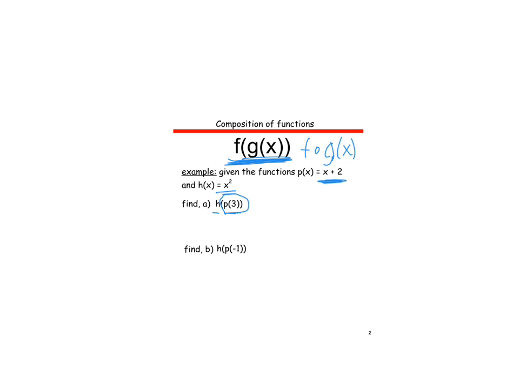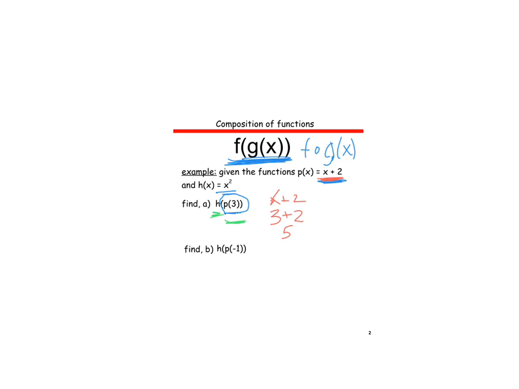So I'm going to take p, which was this one here. So I'm going to take x plus 2. I'm just going to write it down. And I'm going to plug in 3 for x. So 3 plus 2 is 5. Now I'm not done. Now I have to do h of 5. So now I have to do h of what I got here, which was 5.